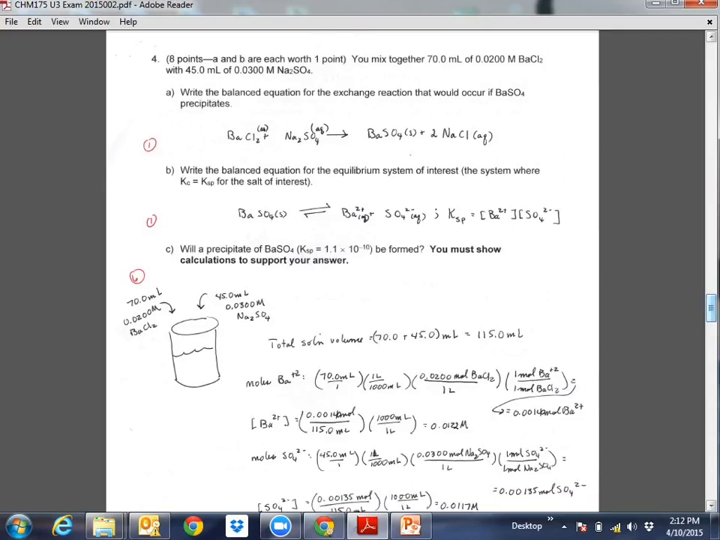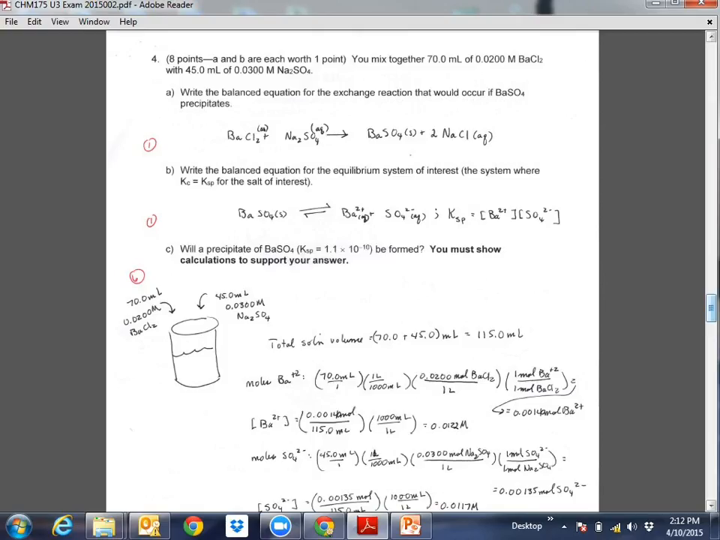Kind of stepwise, the first part A and part B were both worth 1 point, and C was worth 6 points. So write an exchange reaction, and actually down here I wrote a little picture of what we've got. We've got 70 mL given this molarity of barium chloride. We've got 45 mL given this molarity of sodium sulfate. So the exchange reaction is when we end up with barium sulfate and sodium chloride. And to balance it, you need to put a coefficient of 2 in front of the NaCl.